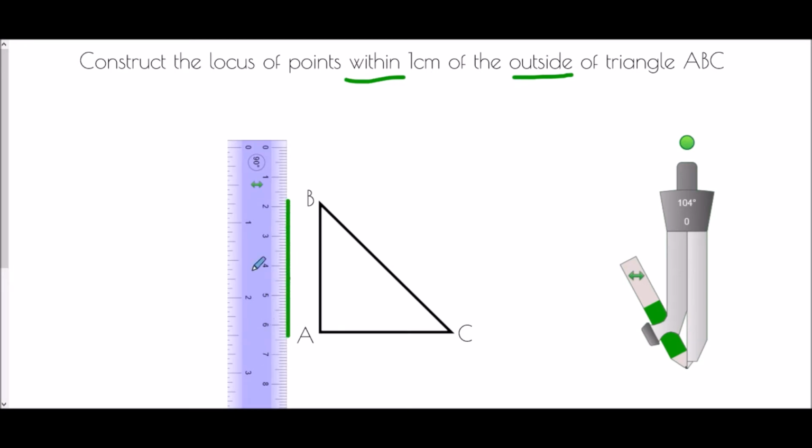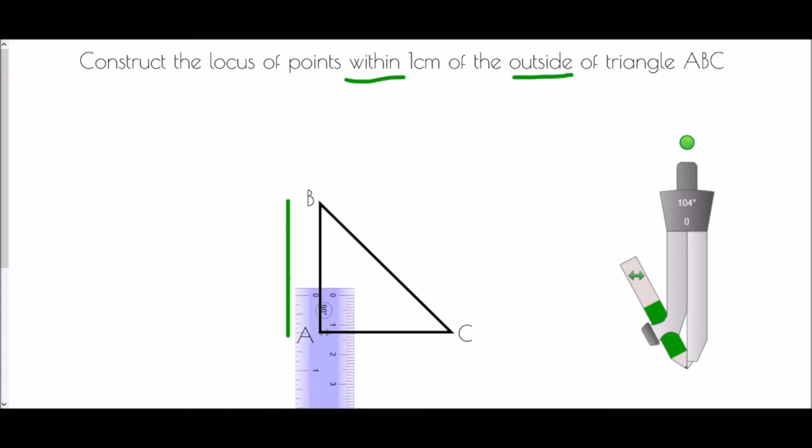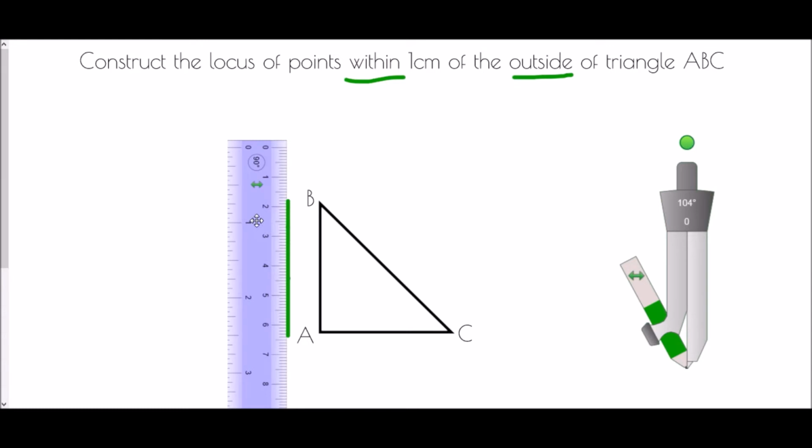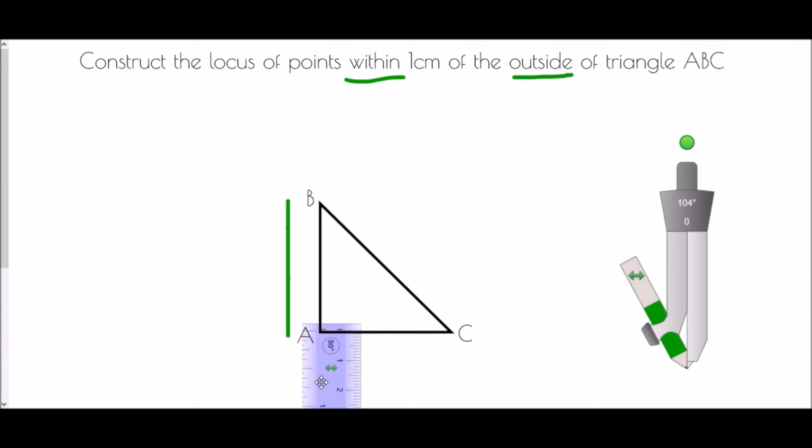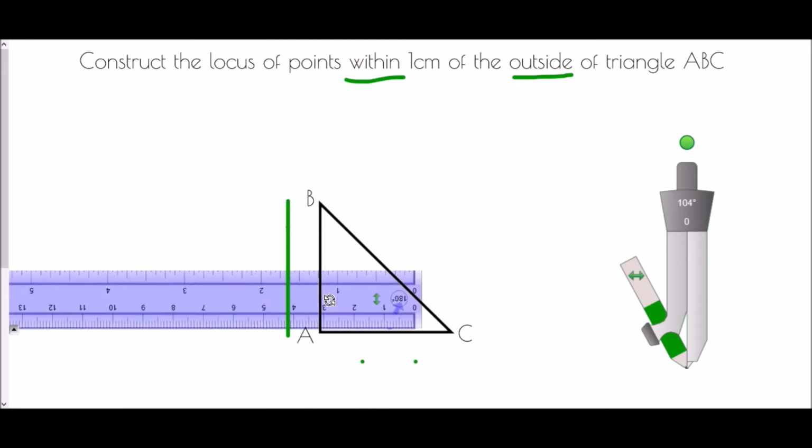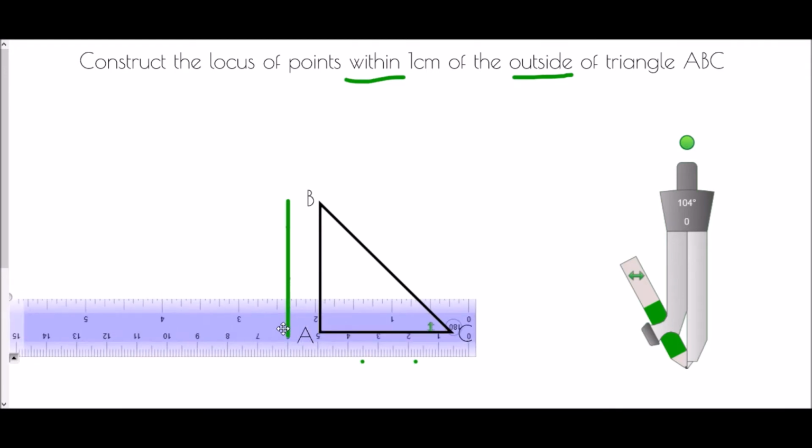And then do the same on the other two sides. So let's go down to the bottom, 1 centimeter away from the edge, and mark 1 centimeter away, done. And then rotate the ruler again and draw in our straight line. There we go. And the last one, we'll do it on the diagonal line as well.